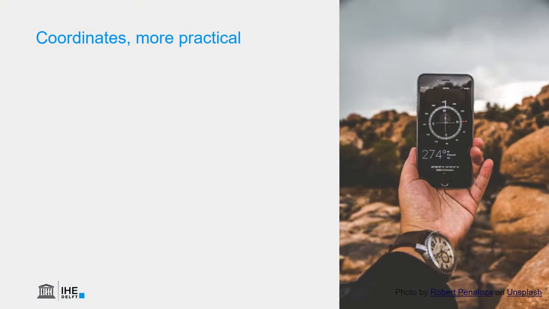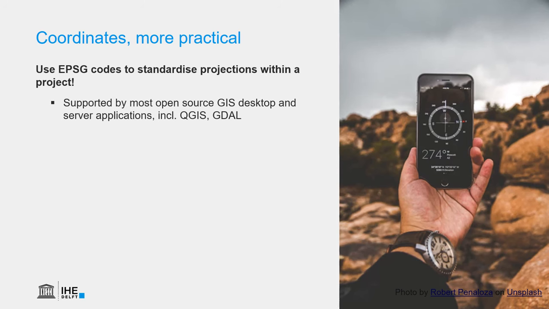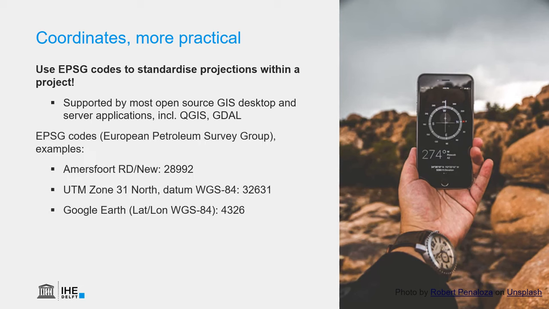So we've learned a lot about projections and coordinates, but now how do we use this more practically in GIS? Fortunately, some decades ago, the European Petroleum Survey Group standardized the projections in so-called EPSG codes, and they are cataloged. Most open source GIS tools support this catalog. Tools such as QGIS and GDAL definitely use this. If we want to express the projection of the Netherlands, Amersfoort Rijksdriehoekstelsel new, in one number, we use the EPSG code 28992. And if we share this with everybody in the Netherlands, they will all use the right projection in their tools.